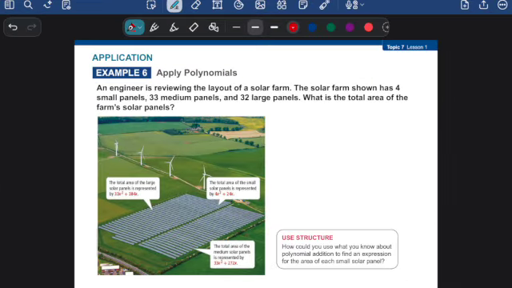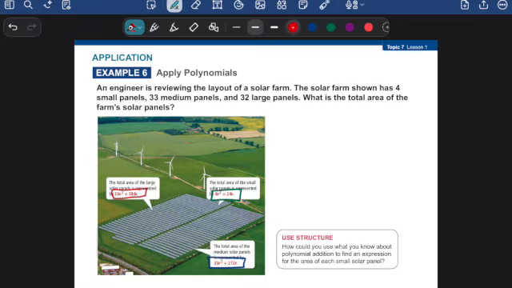Application problem. An engineer is reviewing the layout of a solar farm. The solar farm shown has 4 small panels, 33 medium panels, and 32 large panels. So we have 3 different variables, right? Small, medium, and large. What is the total area of the farm's solar panels? You can see in this diagram the total area of the large solar panels, so large is represented by that. The total area of the medium solar panels is represented by that expression. And the total area of the small is represented by that expression. So those are our 3 polynomials. We just need to combine them to find the total area, right?